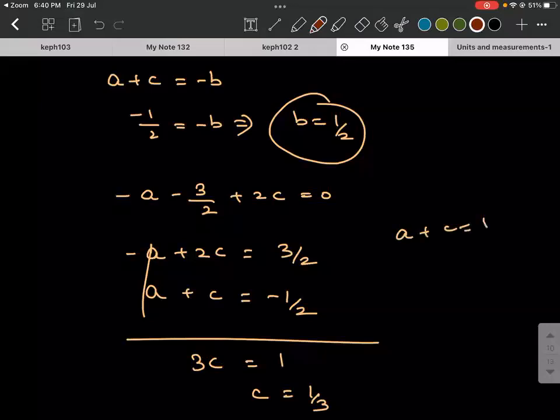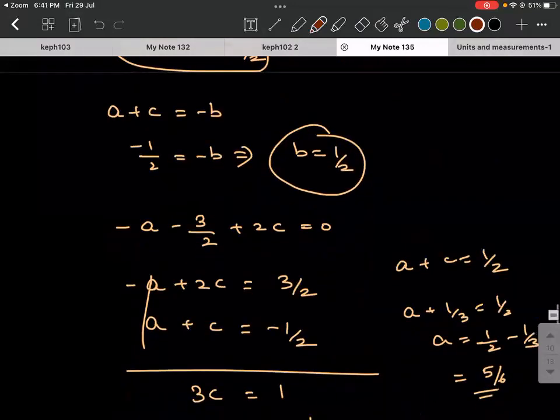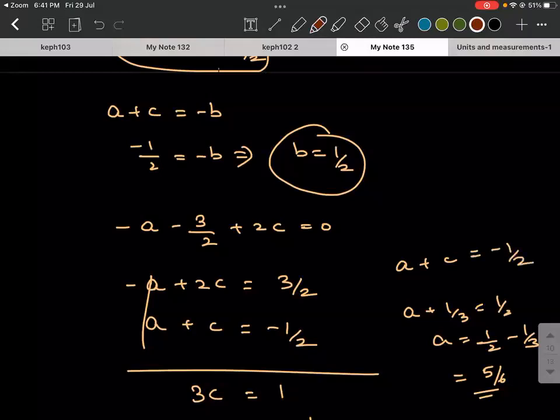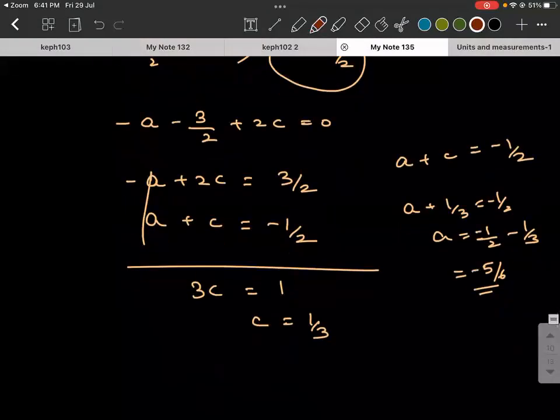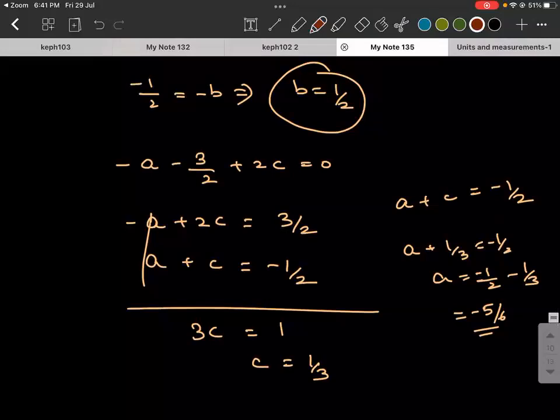When A plus C is minus half and C is 1 by 3, then A will be equal to minus half minus 1 by 3. That should give me minus 5 by 6. Minus 5 by 6 is what you told, right? Oh, there's minus half. Sorry, I'm wrong. Minus half, minus half. So there's minus 5 by 6. Is everyone clear with this? As I told you, it is slightly a tougher problem, but if you're able to solve this, that's the ultimate.